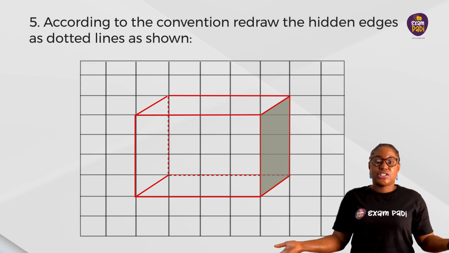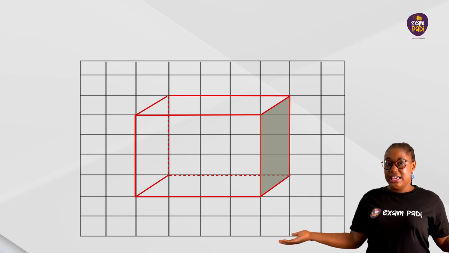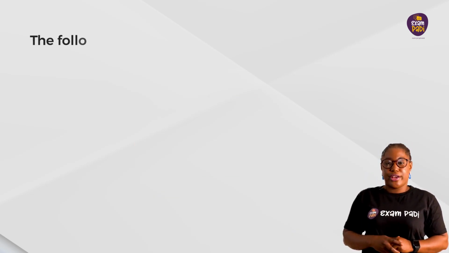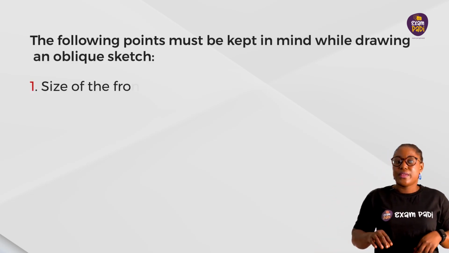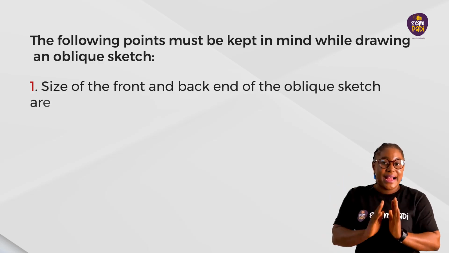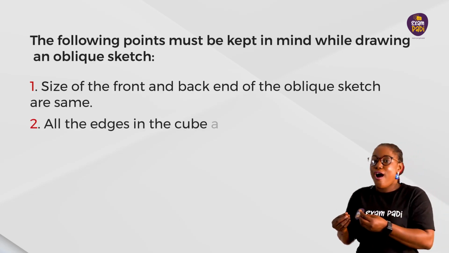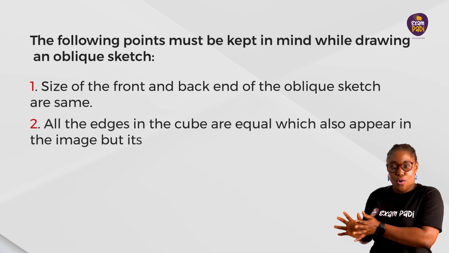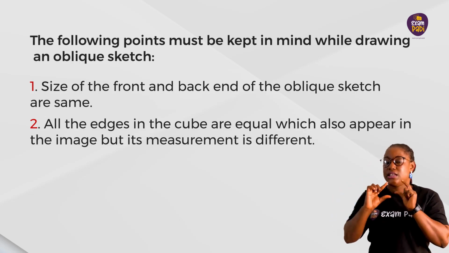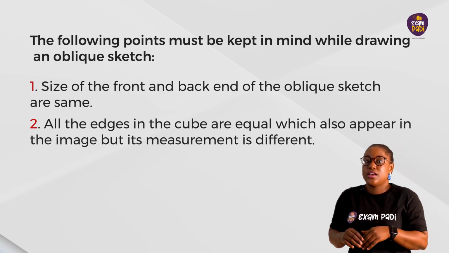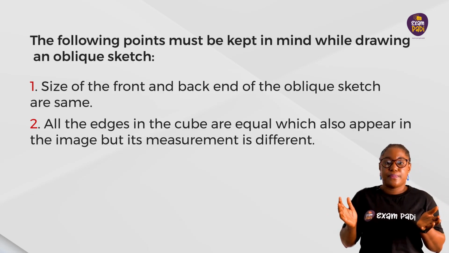Now our oblique sketch representing a cube of 4x4x4 dimension is ready. The following points must be kept in mind while drawing an oblique sketch. Number 1, the sides of the front and back end of the oblique sketch are the same. Number 2, all the edges in the cube are equal, which also appears in the image, but its measurement is what's different. Thus, oblique sketches of different shapes can be drawn easily.